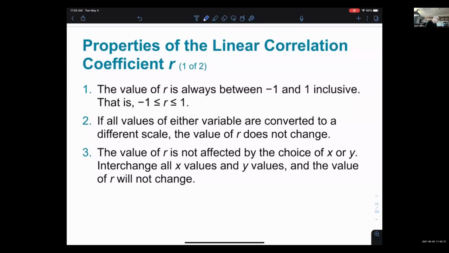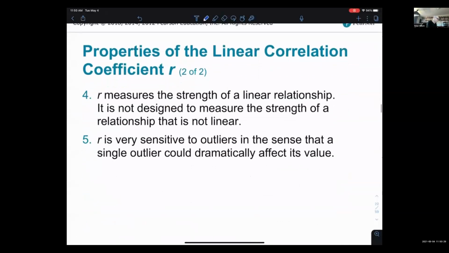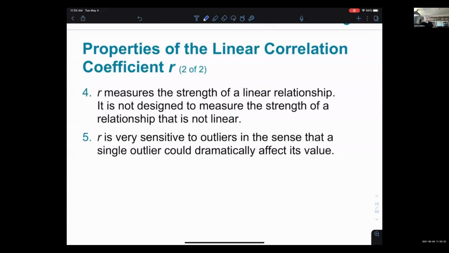All right, so that's some properties of R. R measures the strength of a linear relationship. It is not designed to measure the strength of a relationship that is not linear. So it's only a measurement of how close the points are to a straight line, nothing else.